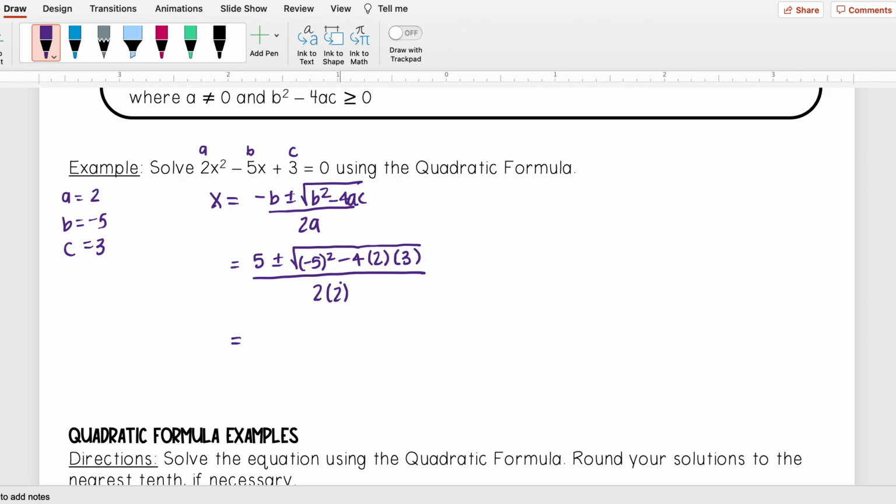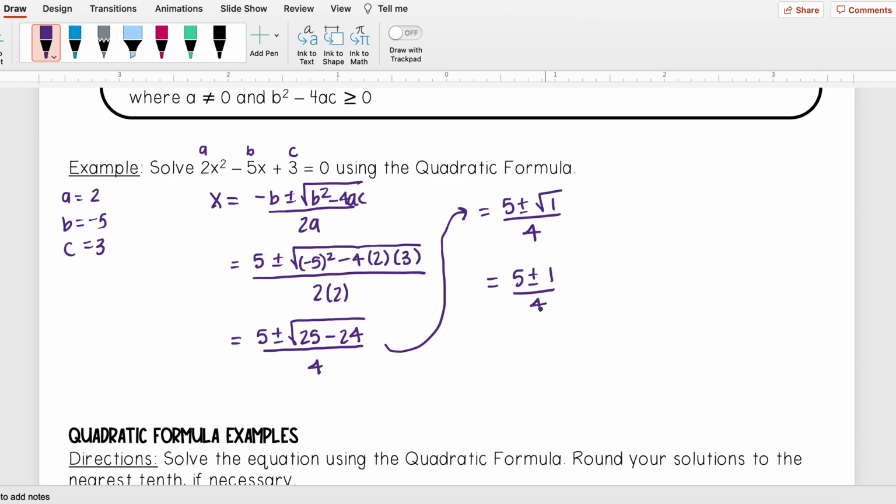And so it looks like a lot, but we're just going to go ahead and simplify it part by part. So I'll first do the inside. So negative 5 squared, I'm going to get 25, minus 4 times 2 is 8. 8 times 3 is 24. And then 2 times 2, I get 4. Now 25 minus 24, I get 1, so I have 5 plus or minus the square root of 1 over 4. Well, the square root of 1 is just 1, so I get 5 plus or minus 1 over 4.